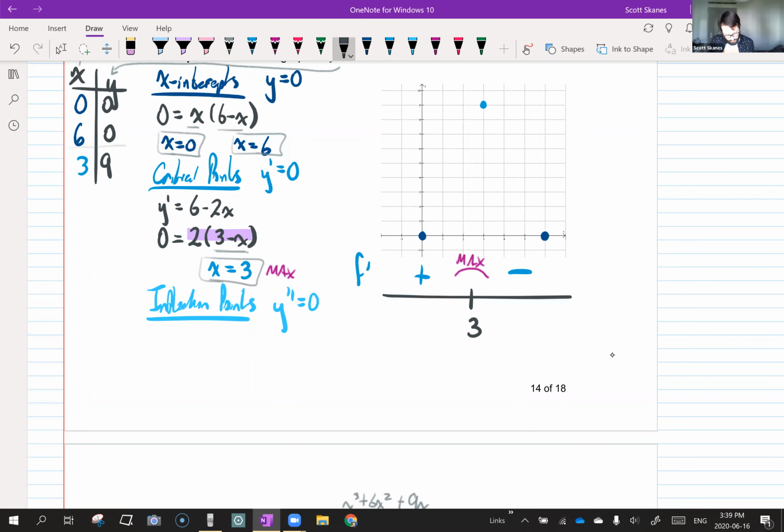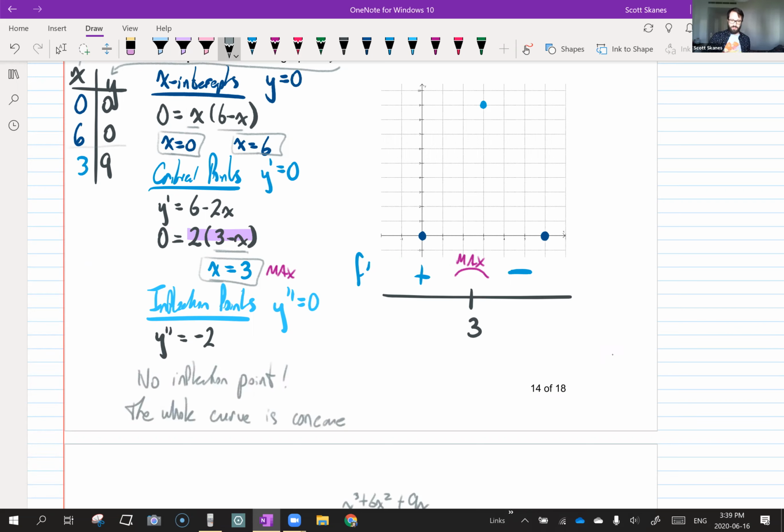So I'll solve for the second derivative. The second derivative in this case, just look over here. The first derivative was 6 minus 2x, so the second derivative is negative 2. Sorry, negative 2, not negative 2x. It turns out that there is no inflection point. But the whole curve is concave.